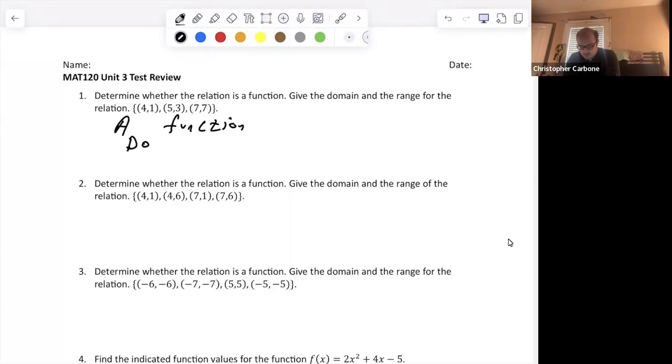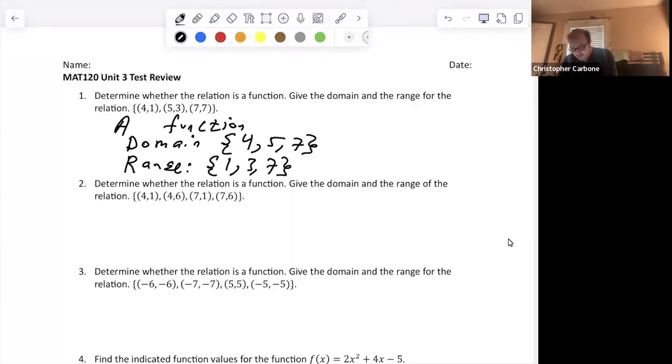The domain are the values of 4, 5, and 7. The range is 1, 3, and 7.